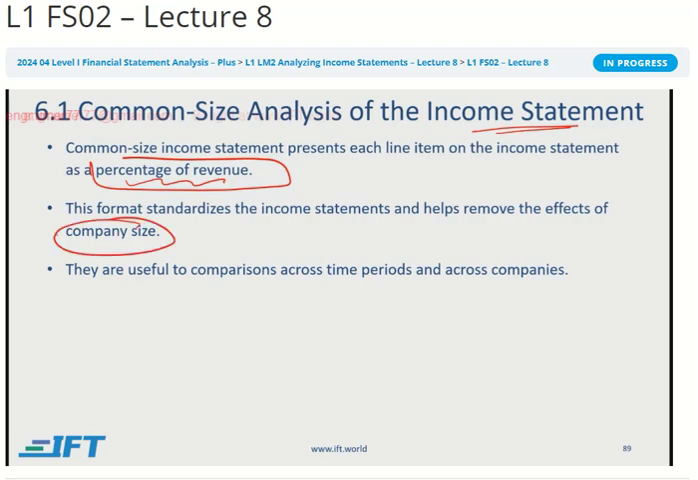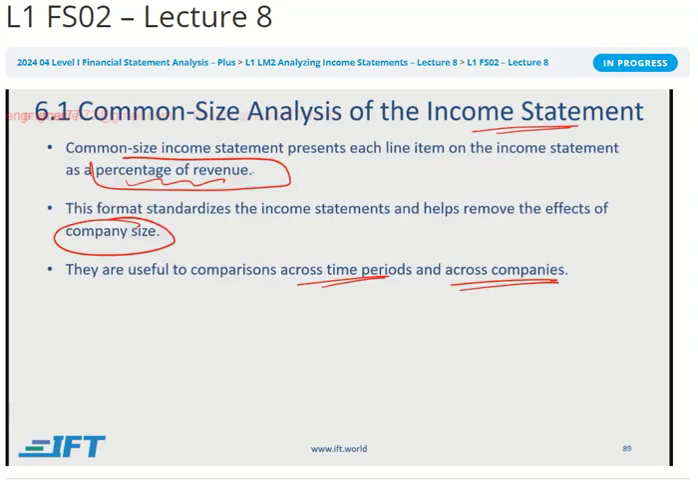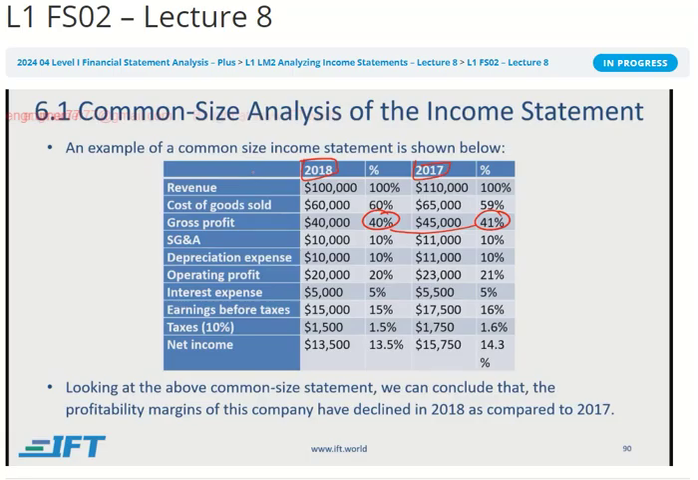So when you want to compare companies of different sizes and even across different time periods, to see what their trend is, whether their gross margin is increasing or decreasing as a percentage of their sales, it really helps with this type of analysis. And you can see over here that the gross profit percentage has actually come down for this particular company from 2017 to 2018, which is clearly not good. So this is the use of common size analysis.